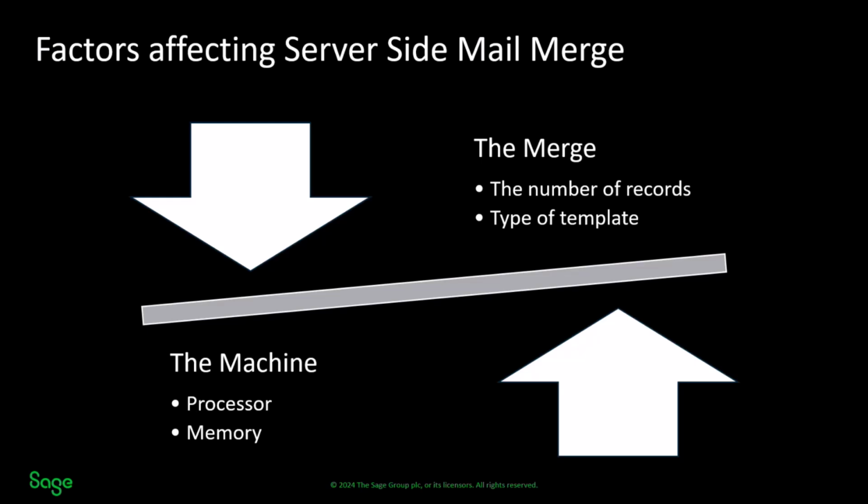So the more records you have to be merged, the longer it will take. And if you have to perform a merge with a large number of records, it's a good idea to think about scheduling it outside the core business time, so you're not impacting people as a very large merge takes place.